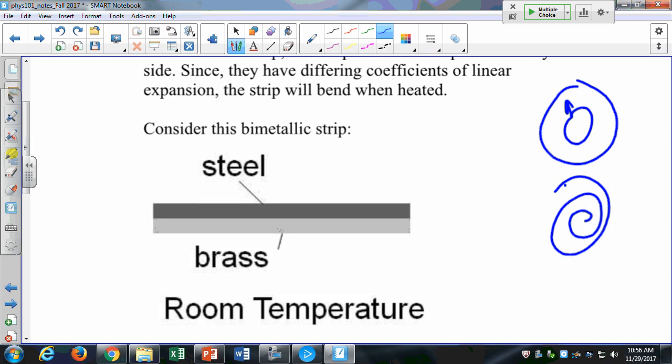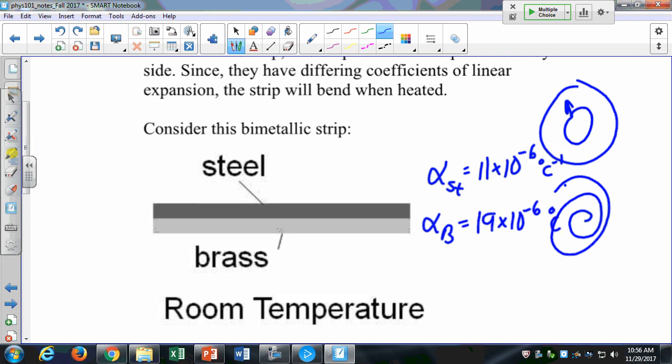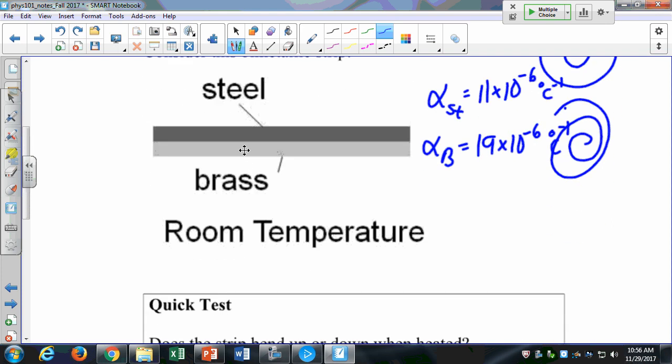And then if you heat up that strip of metal, because these have different rates of expansion, they'll bend in one direction or the other. So for example, the coefficient for steel, which we saw before, is 11 times 10 to the minus 6. The coefficient for brass is 19 times 10 to the minus 6 degrees Celsius to the -1. So if I have this bimetallic strip with those coefficients of linear expansion, and I heat up this strip, what is it going to do? Is it going to bend up, or is it going to bend down?